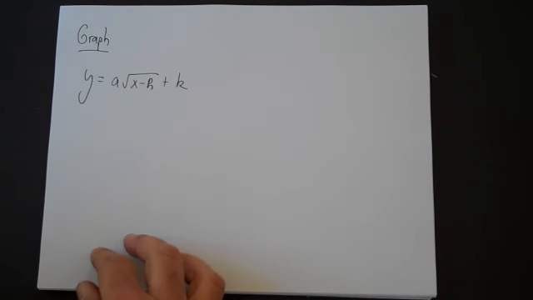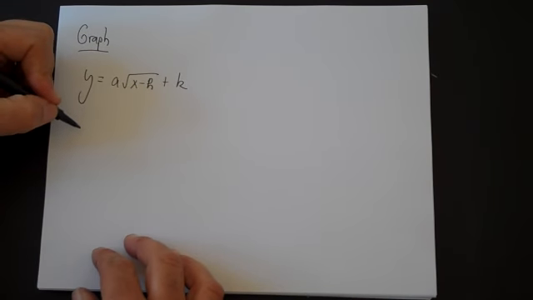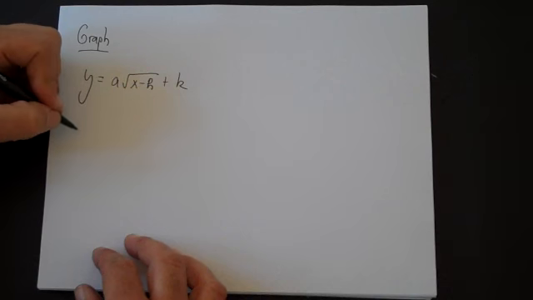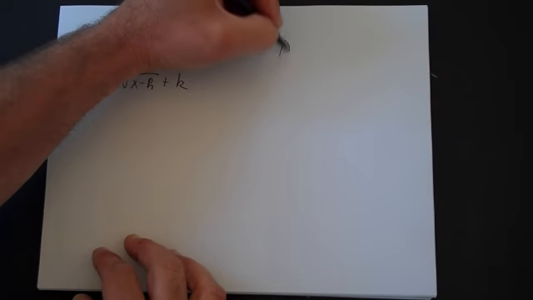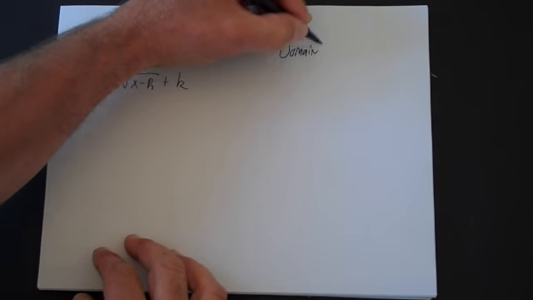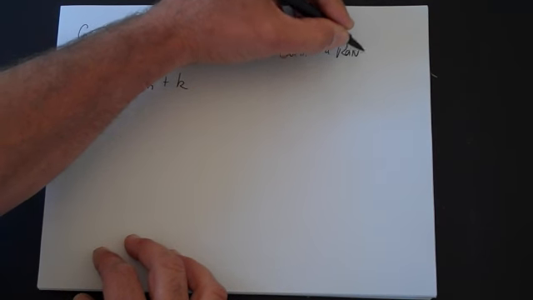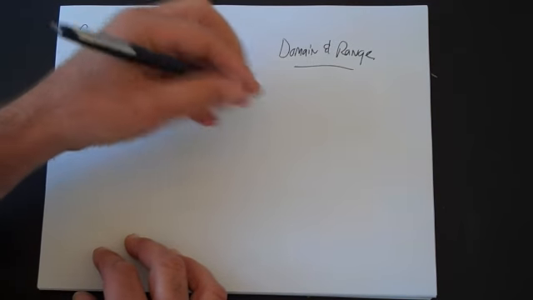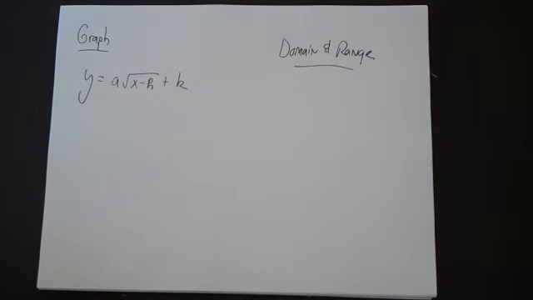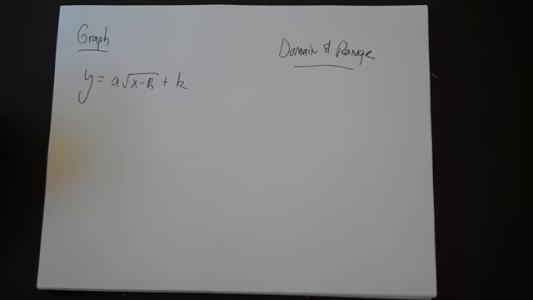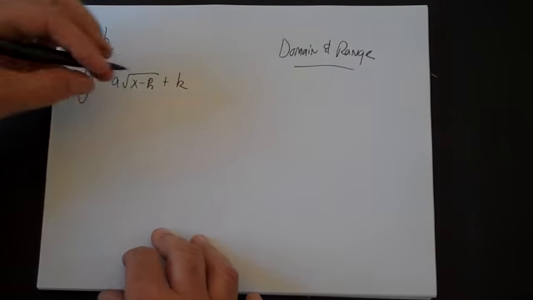And if you need to review that, then there's a video called Graphing Square Root Functions. And then the second one is domain and range, and there's a video for that called Domain and Range from Graphs. So all this video does is combine the two. So let's look at that. Let's look at an example.